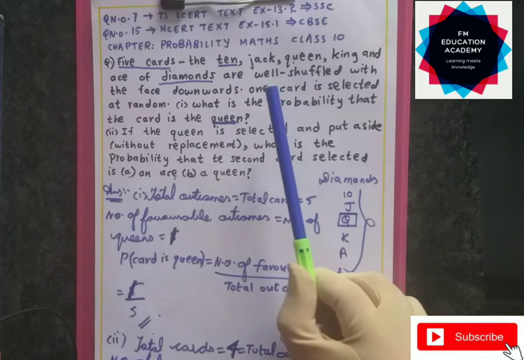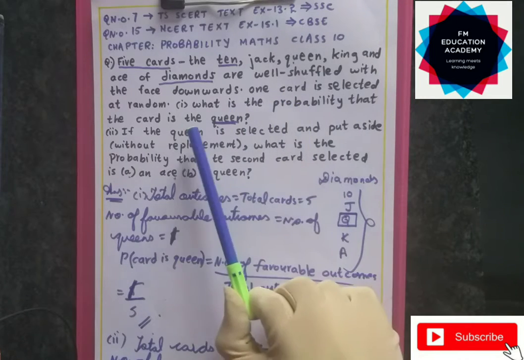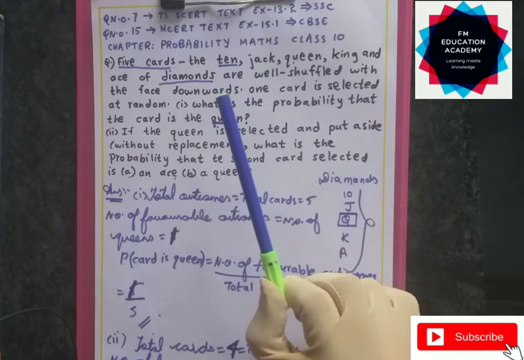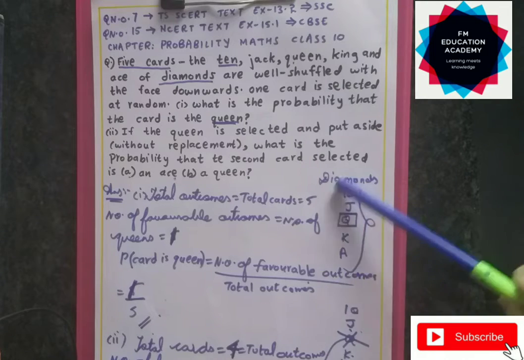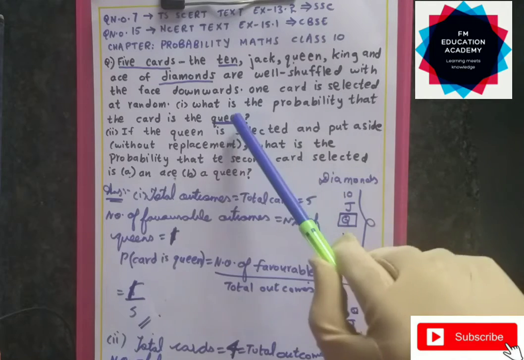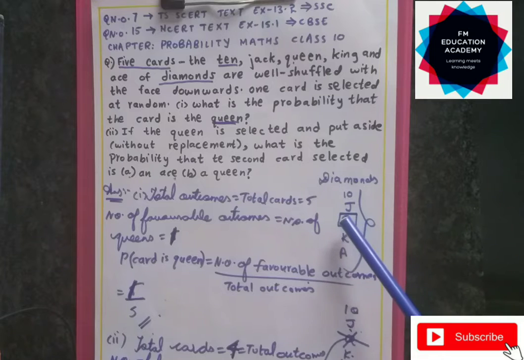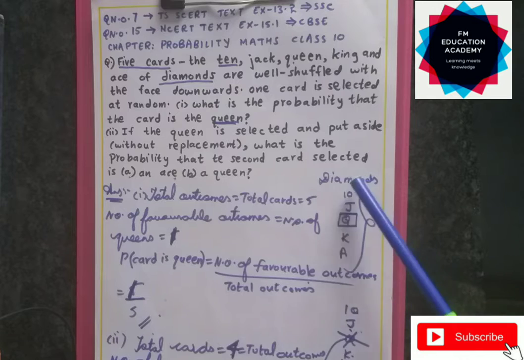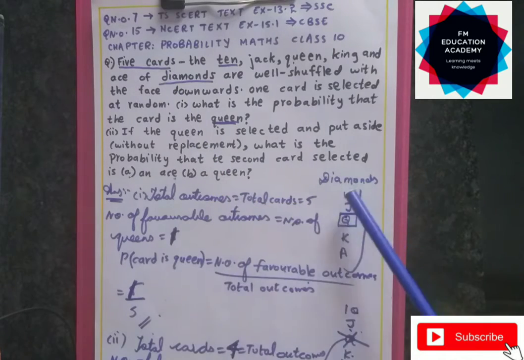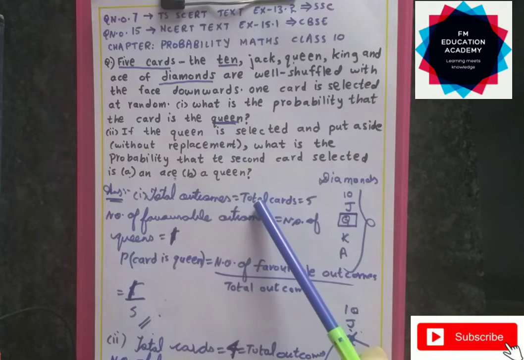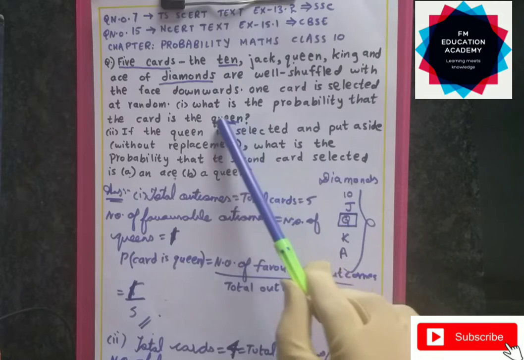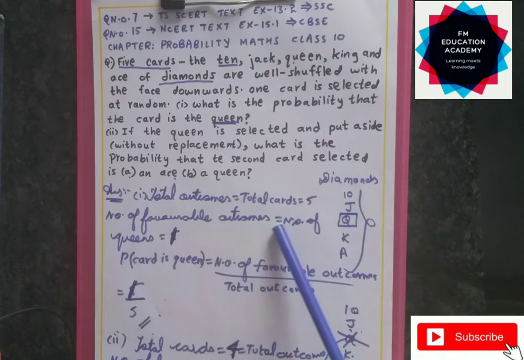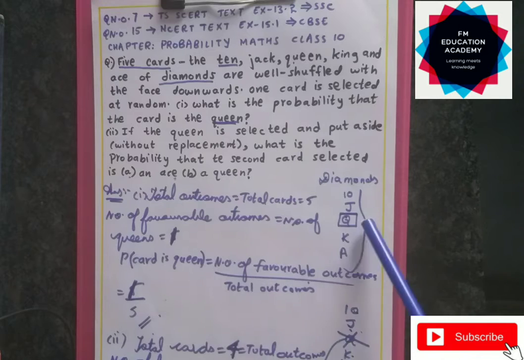So here it is asking, what is the probability that the card is the queen? When I take out a card from these 5, what is the chance that I will get a queen? The chance is only 1, because how many queens are there in the 10, jack, queen, king, and ace? There is only 1 queen. And how many cards are there totally? 5 cards are given, 1, 2, 3, 4, 5. So total outcomes, that is total cards, is equal to 5. What is it asking me? The probability that the card is a queen. So the number of favourable outcomes is equal to the number of queens, which is 1.